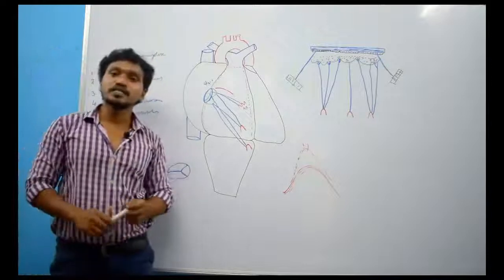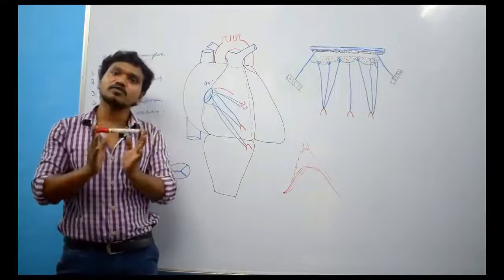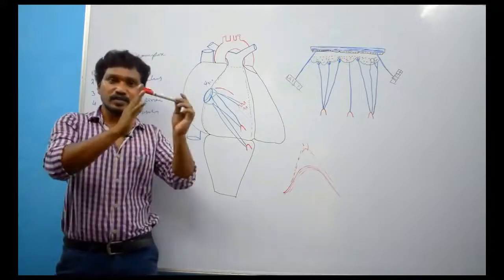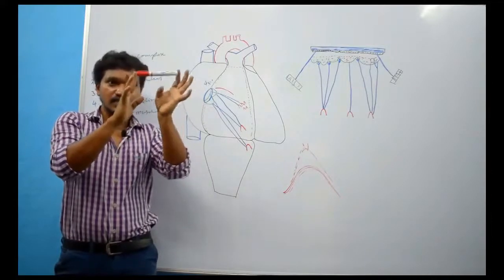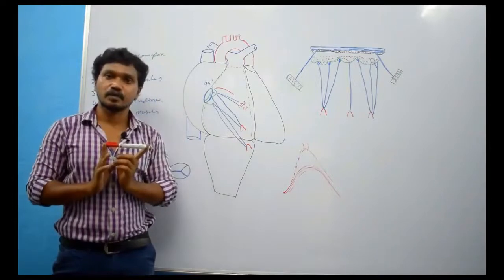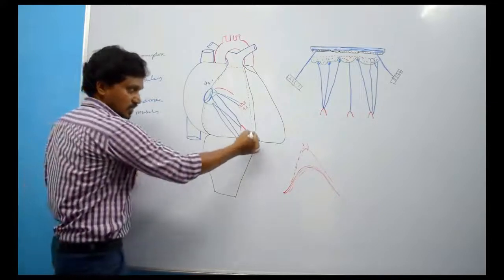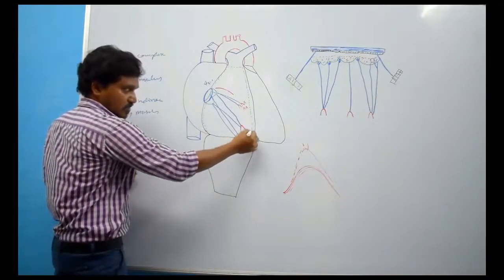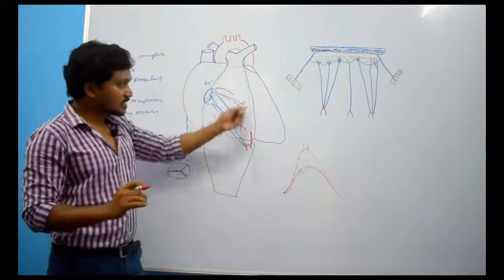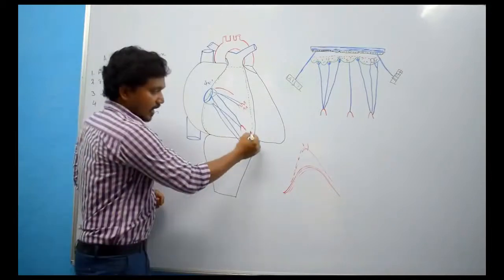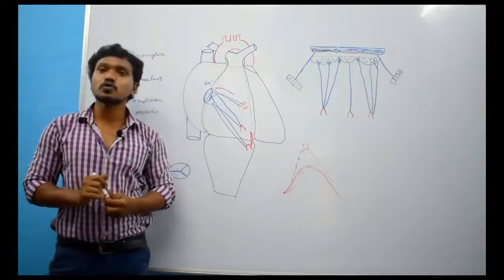Then bridges means they connect one wall to another wall. That means they connect one part of the ventricle to another part of the ventricle, with the intervening part free. See here, it will connect from here to here, and this intervening part will be free. The worth mentioning bridge is this one. What is this? This is the bridge which connects the interventricular septum to the anterior papillary muscle. This bridge, we call the septomarginal band.